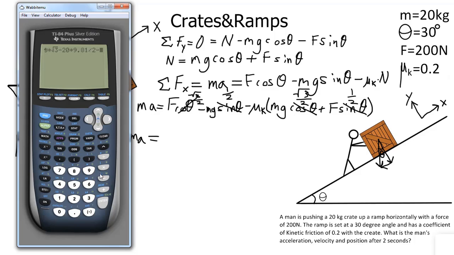And then we're going to have to minus, and then mu k is 0.2. So 0.2 parentheses. So then it's just mg, which is 20 times 9.81 times the square root of 3 divided by 2 plus, and then F times half gives you 100, as we saw right here. Close parentheses. Should be good then.